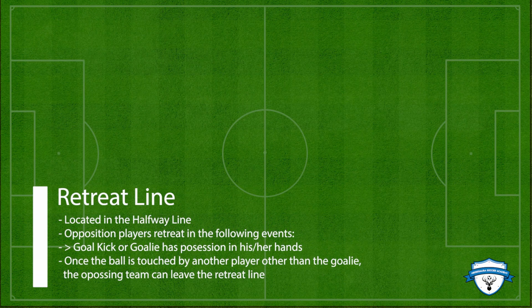In the event of a goal kick, or whenever the goalkeeper has the ball in his or her hands, the opposition players are to retreat to approximately the halfway line until the ball is touched by another player other than the goalkeeper of the team with possession.